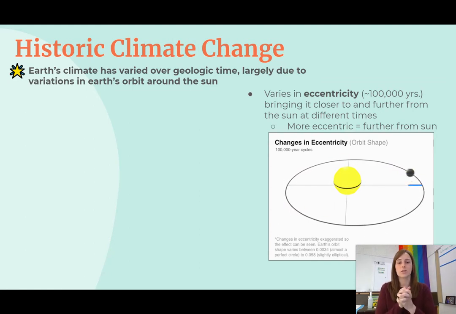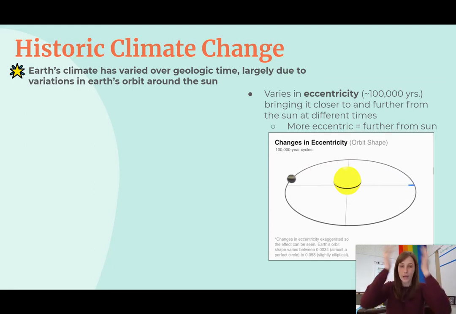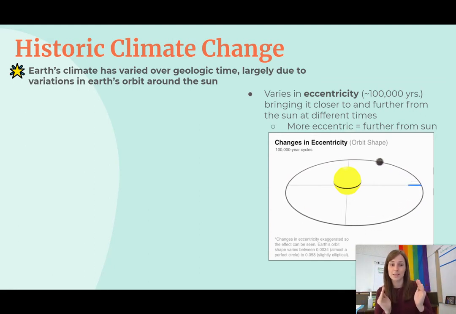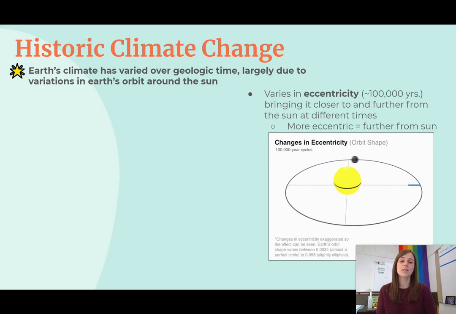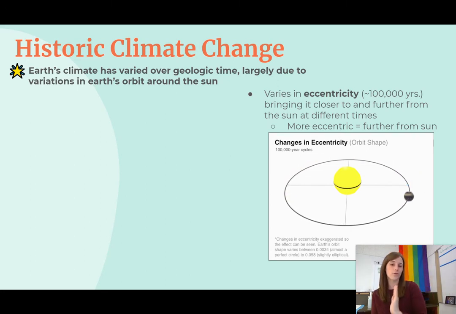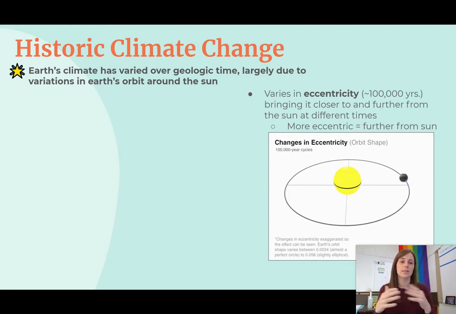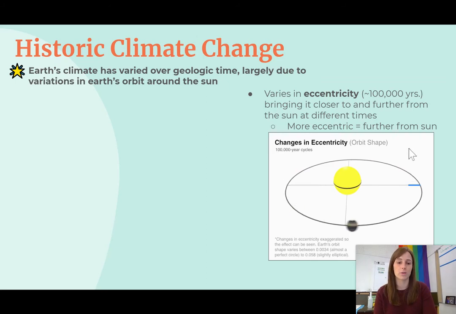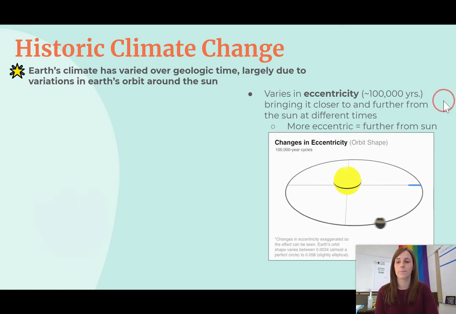Because of this eccentricity, which is shifting over like 100,000 years, we get this slow ebbing. It's not something that's waffling on a year-to-year basis. But what this does is it brings Earth closer to and further from the sun at different times. The more eccentric it is, the further from the sun it is. So the times where we're closer, it's going to be warmer. The times that we are farther away, it is going to be colder.